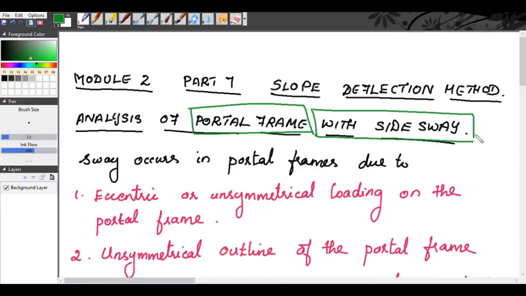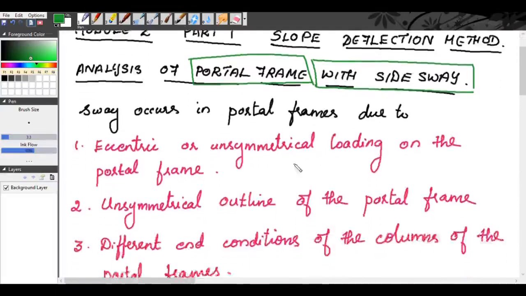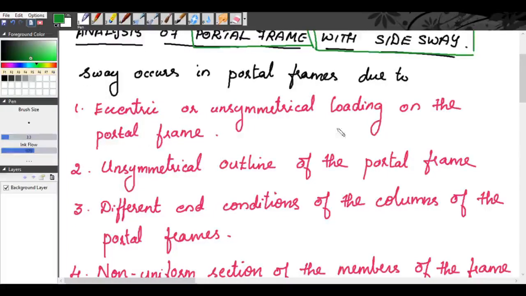So in the last class I explained to you what is the side sway, what are the causes for side sway, etc. So today we will just have a brief look into it. So sway occurs in portal frames due to any one of the following reasons. Eccentric or unsymmetrical loading on the portal frame. That means when you are having some eccentric type of loadings, okay. So these are all eccentric loadings.